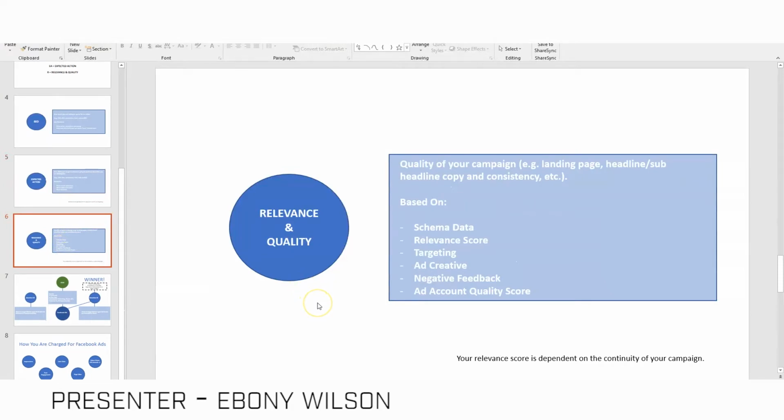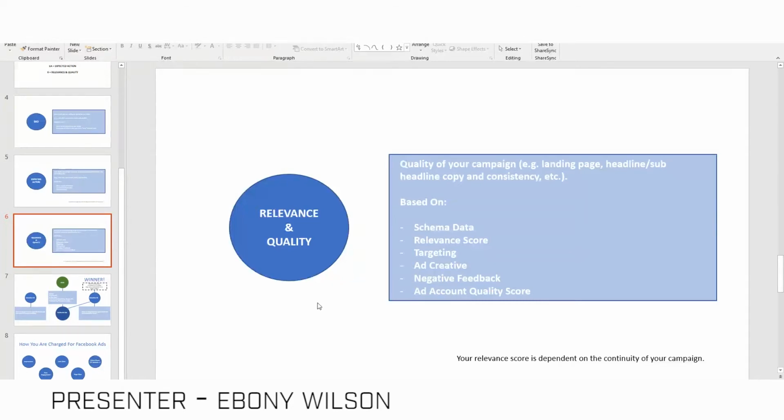And looking at the relevance and quality, this is an important step, because this is truly what's going to determine the ultimate outcome. The quality of your campaign, for example your landing page, your headline, your sub-headline, all of this has to be consistent. So this is going back into your relevance and your quality score.